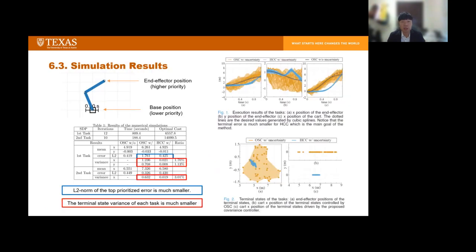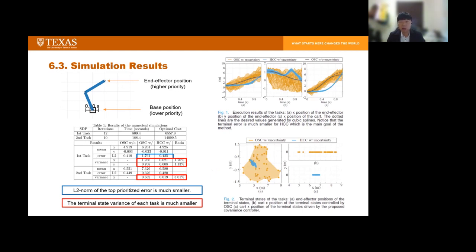This is a simple numerical simulation. We try to control a double pendulum on a cart. The higher prioritized task is to control the end effector position, and the lower prioritized task is to control the cart position.